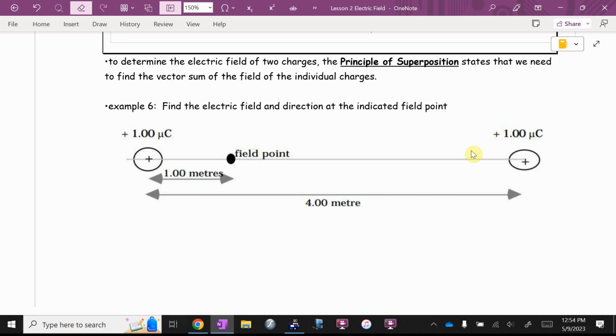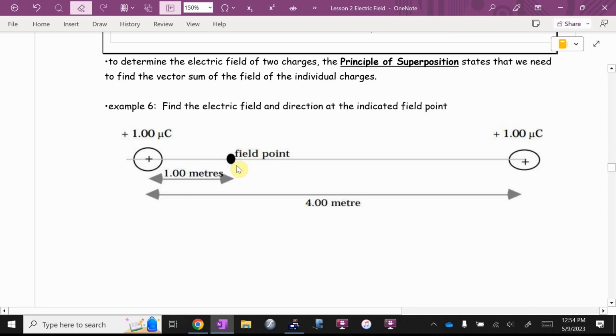We want to find the overlapping electric field between two charges. To do that, we use something that we fancily call the principle of superposition. It just says, look, do them one at a time and then add them vectorially. So example 6 says, find the electric field, magnitude, and direction at that point.